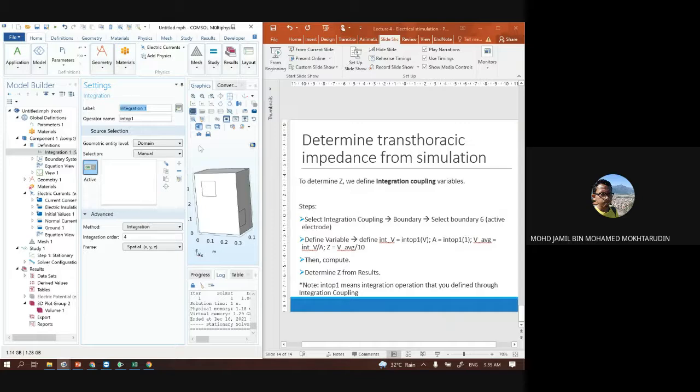So we choose integration. We want to integrate the voltage on the active electrode. The active electrode is electrode number 6, or the top electrode. By default, if you choose integration, the geometric entity level is domain. Domain represents the 3D geometry, so you need to choose the boundary, the top electrode. So change it here to boundary.